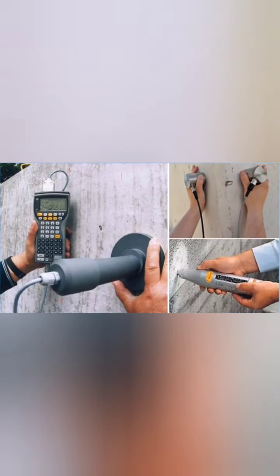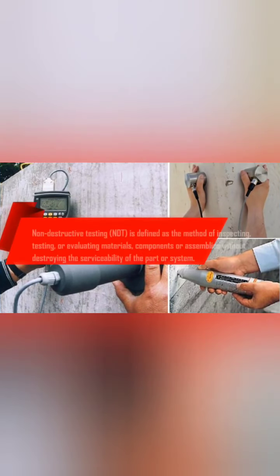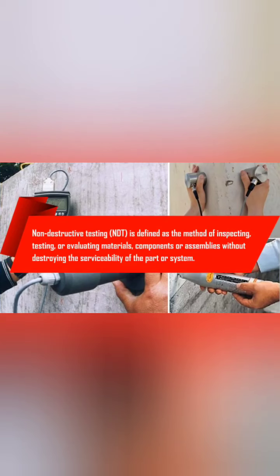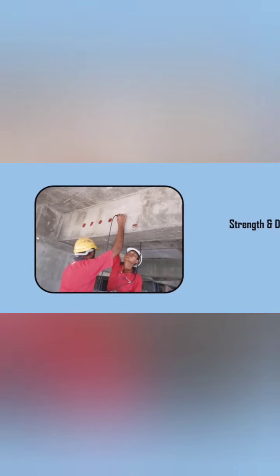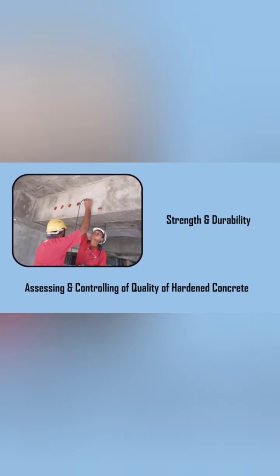Now we have an idea how we are going to assess the strength of the concrete in different manners, such as destructive ways and non-destructive ways. Non-destructive testing, NDT, is defined as the method of inspecting, testing, or evaluating materials, components or assemblies without destroying the serviceability of the part or system. Non-destructive testing is considered a powerful method for evaluating existing concrete structures in terms of their strength and durability, and also helps in assessing and controlling the quality of hardened concrete.